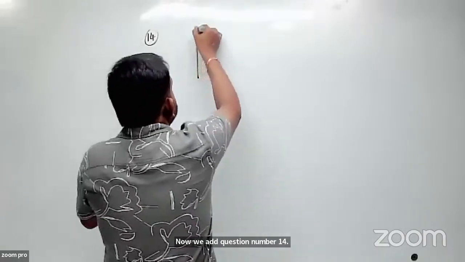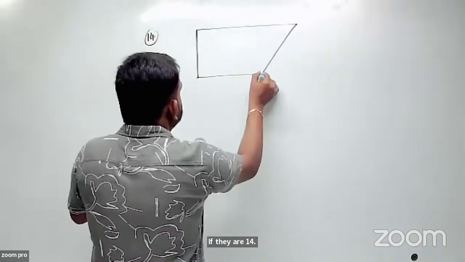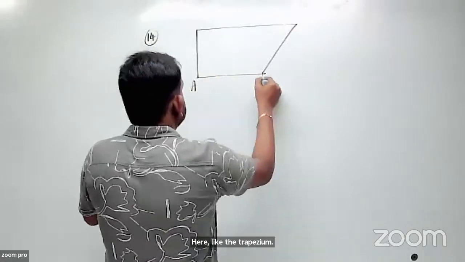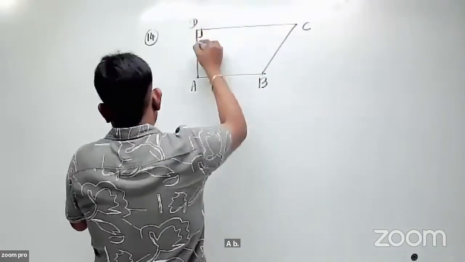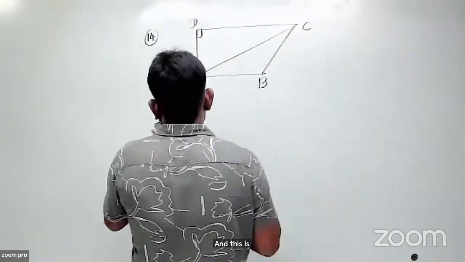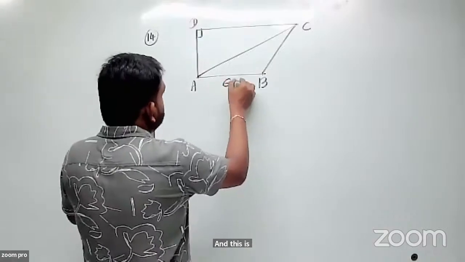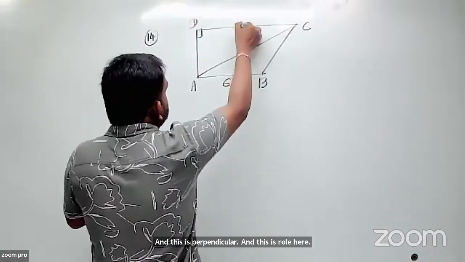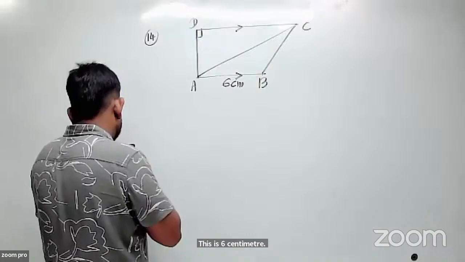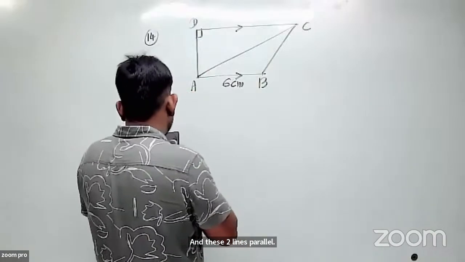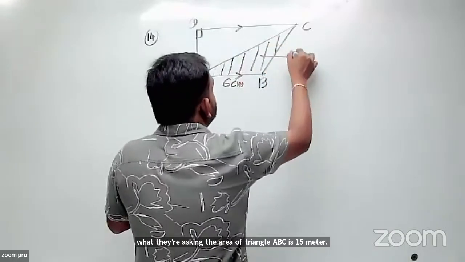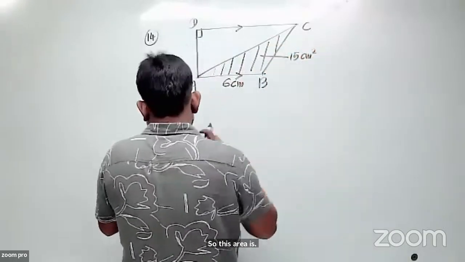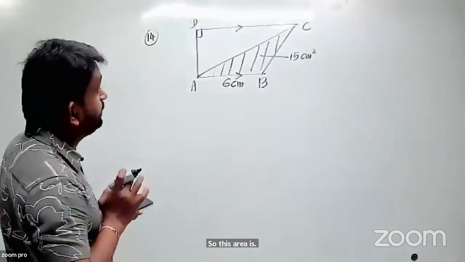Here, like a trapezium, and here A, B, C, D, and this is perpendicular, and this is drawn here. This is 6 centimeter, and these two lines are parallel. So what they are asking: the area of the triangle ABC is 15 square centimeter. So this area is 15 square centimeter. Find the length of AD.